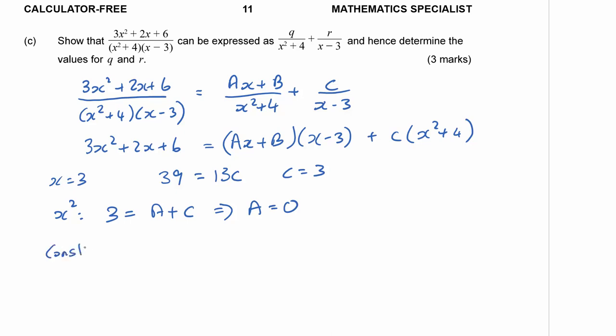And then let's look at the constants. On the left hand side we've got 6. On the right hand side we would have negative 3b from here plus c, which is 3, and that gives me 3 equals negative 3b, and therefore b equals negative 1. Except I made a mistake there, didn't I? C is 3, so the constant there would be 12, and then negative 3b would be negative 6, making b equal to 2. That's better.